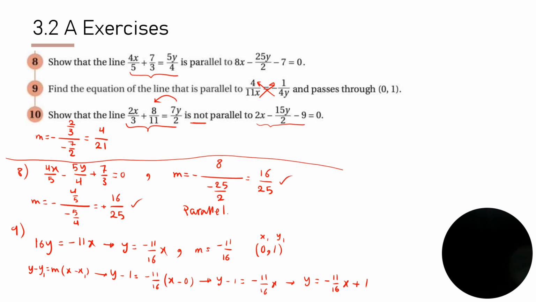On the second line, we can apply the same formula. M equals negative coefficient of x, which is 2, over negative 15 over 2. And if you simplify it, it's going to be positive 4 over 15. Slopes are not equal, so we write it. The slopes or gradients are not equal. Therefore, the lines are not parallel.